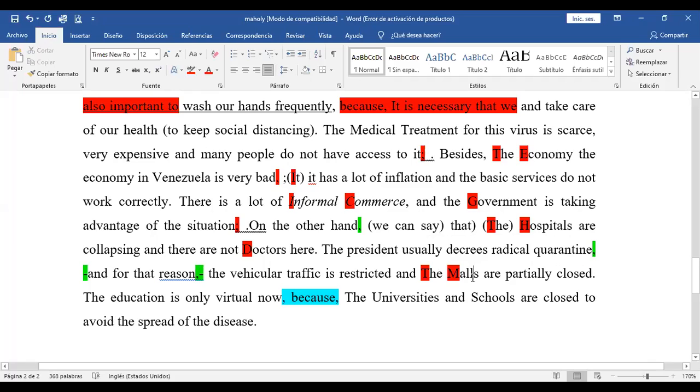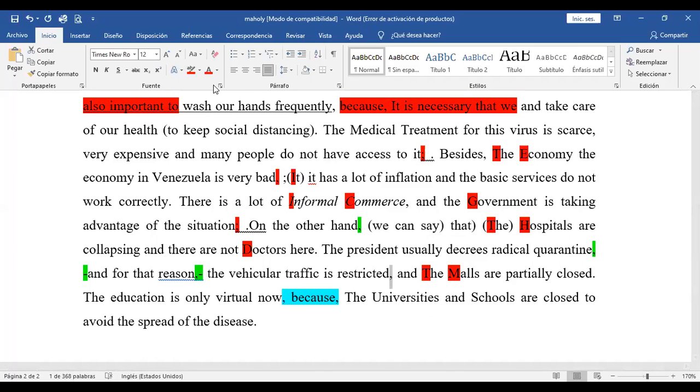And the malls are partially closed. ¿Aquí va una coma? Sí. Yes, that's right. ¿Por qué? Porque está haciendo una pausa y va antes del "and". Ajá. Y es otra, está hablando de otra cosa diferente. Dos oraciones. Y exactamente. Bueno, realmente no se llaman oraciones.